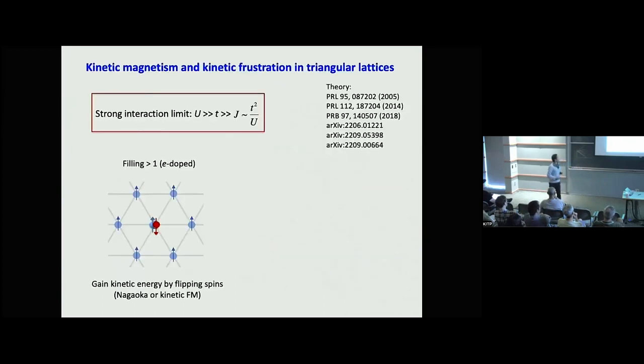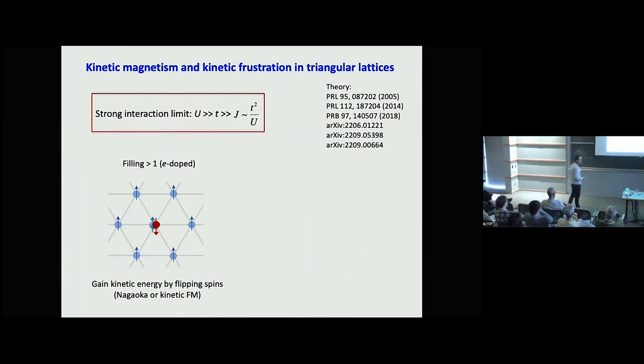Okay. All right, so let me first talk a little bit about kinetic magnetism and kinetic frustration in the triangular lattice. Probably some of you here are experts and more expert than me. We'll stay in the strong interaction limit, so that U is much, much bigger than t, and t is also much, much bigger than the superexchange interaction J, okay? For instance, if we dope above filling factor 1, we electron dope the Mott insulator. For this doped electron to gain kinetic energy, because there is this hierarchy in the energy scales, it costs so little energy to flip the spin. It only costs the energy of J, but the electron can gain kinetic energy on the order of t.